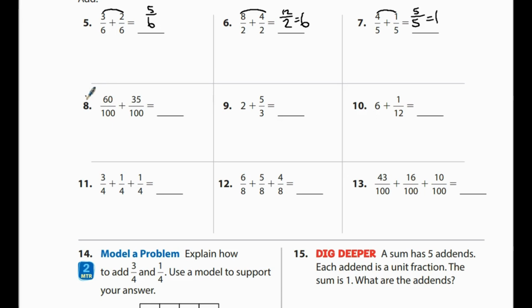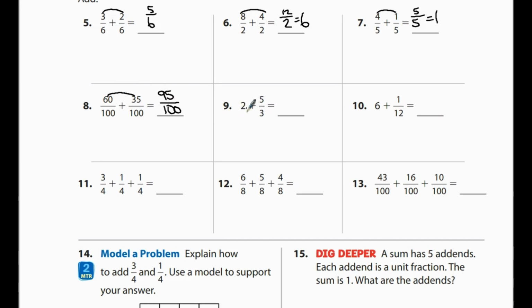For number 8, we're going to add 60 plus 35. We're keeping 100, and we're only adding 60 plus 35, which is equal to 95 hundredths.